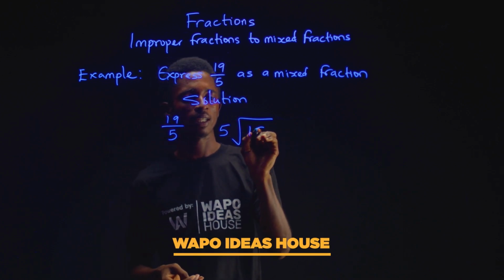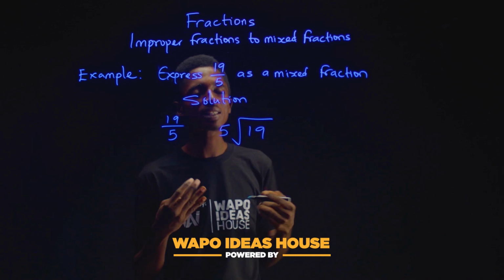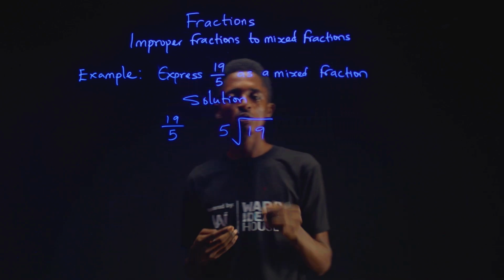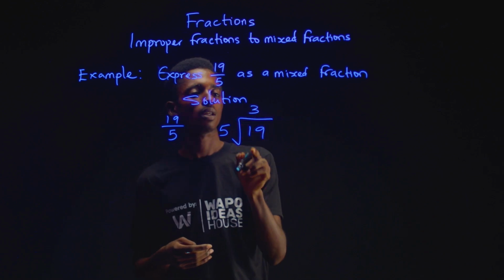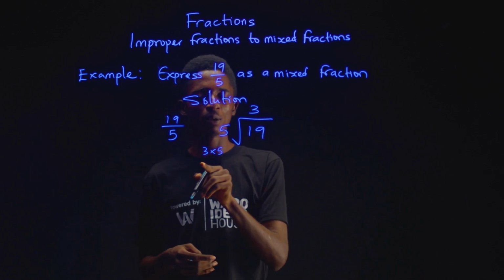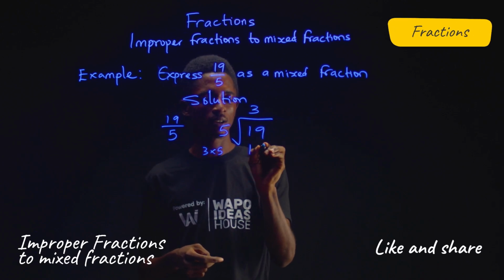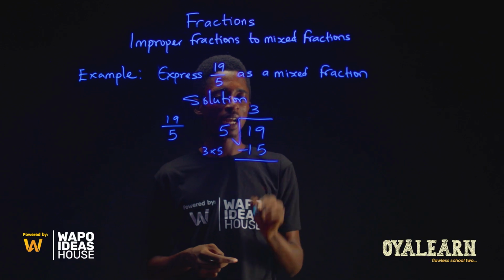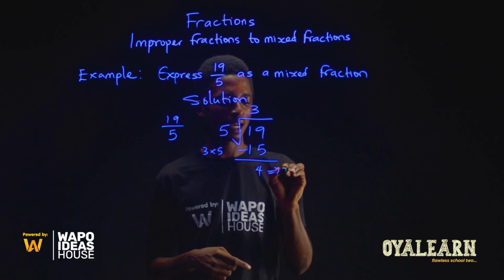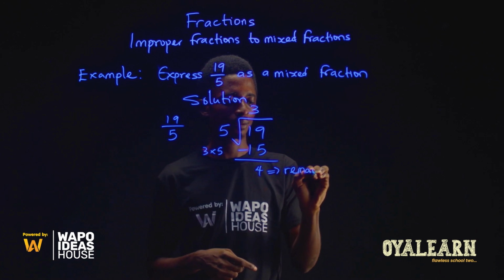5, then 19 here. How many times will 5 go in 19? You'll find it to go 3 times. Now, apply your 3 times 5 here. That is, 3 multiplied by 5 will give us 15. And when we subtract this, we'll get our remainder as 4. This is our remainder.